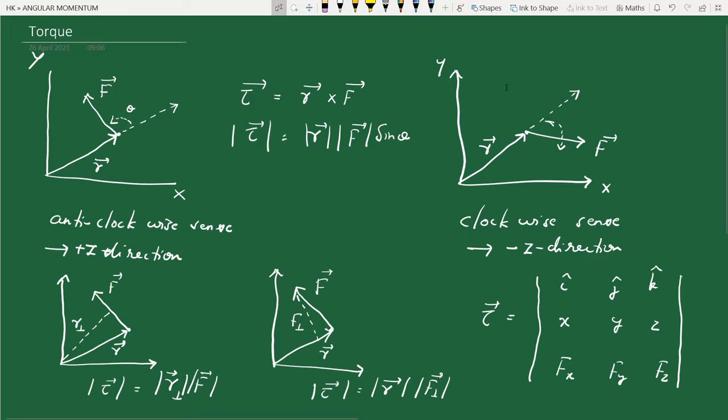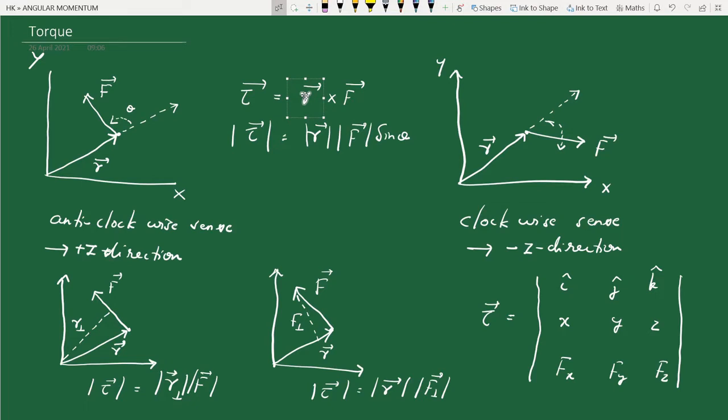Why? Because in the expression for the torque, you have not only force but also the position vector of a particle in the body. So if you change the origin, the position vector will be different, and torque will be different. So torque depends upon the choice of the origin. And secondly, torque is always perpendicular to the direction of the force.